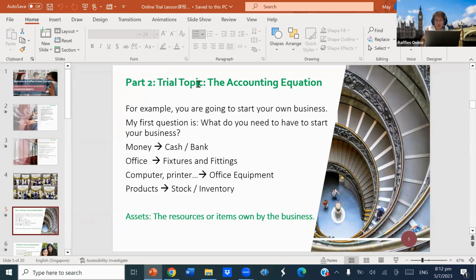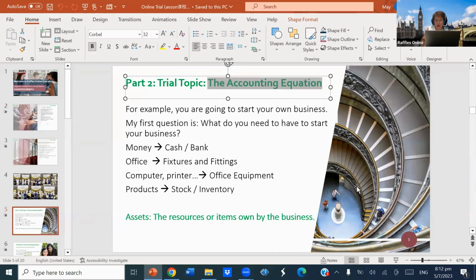Today our topic is the accounting equation. Maybe you have learned accounting before, or maybe you heard from others who have. Some people say it's quite difficult, some people say it's okay, quite easy. So how do we learn accounting? That's actually a way to learn it.